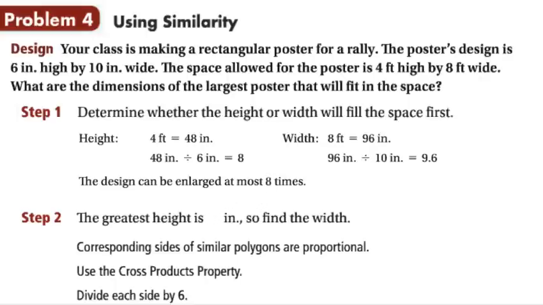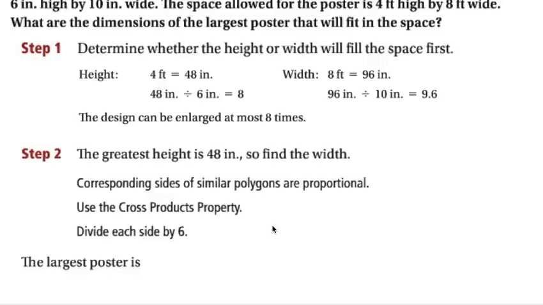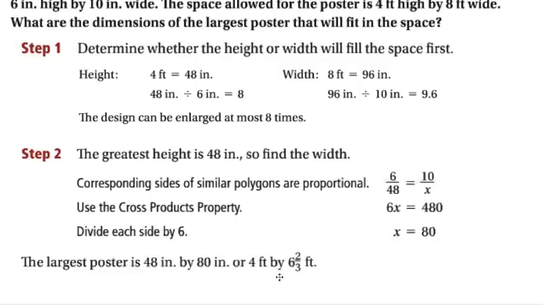Okay, so the greatest height is going to be 48 inches, and then we want to find the width using that magnification factor or that scale factor. So using our corresponding sides, we're going to say our 6-inch height is to the 48-inch height. Remember, 6 is what we actually have for the poster that we're making, and the poster size is 48 inches. Our width is 10 inches and we want to know what the new width will be. So using our cross product, 6x is 480 or x is 80 inches. So the largest poster we can make is 48 inches by 80 inches, and in terms of feet it would be 4 feet by 6 2/3 feet.